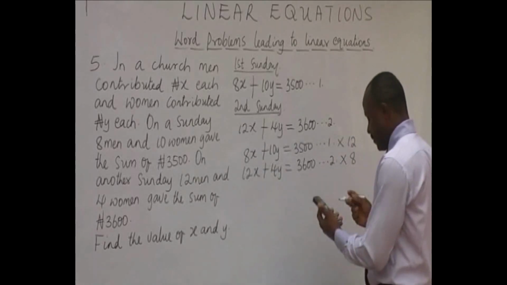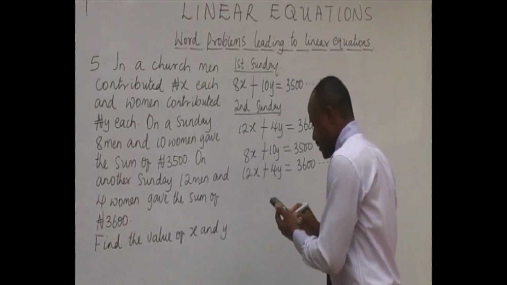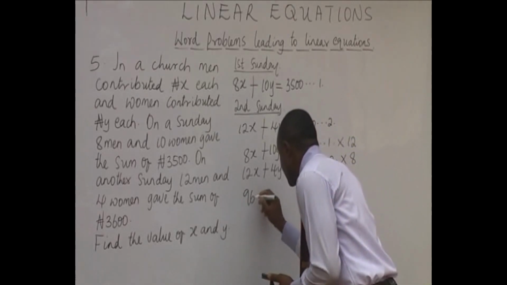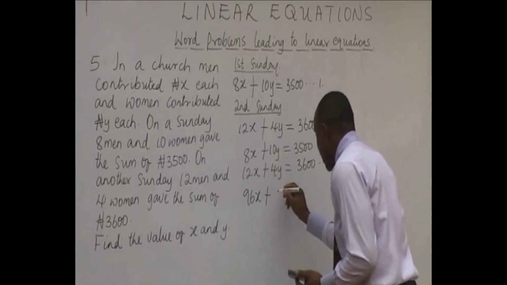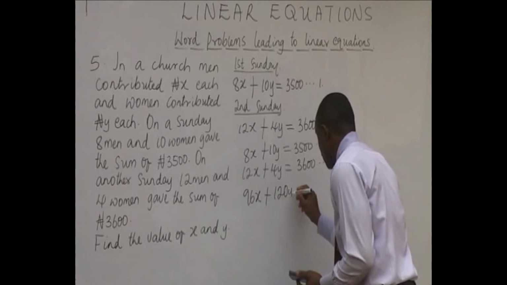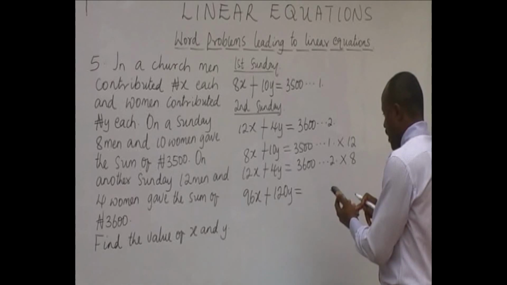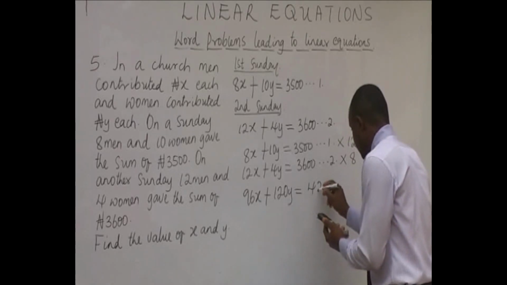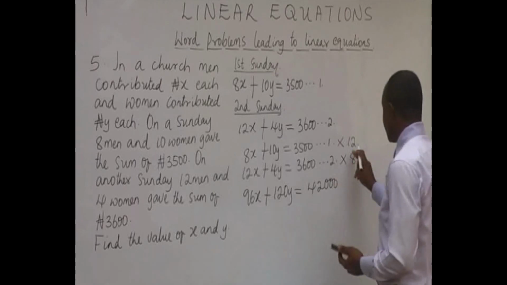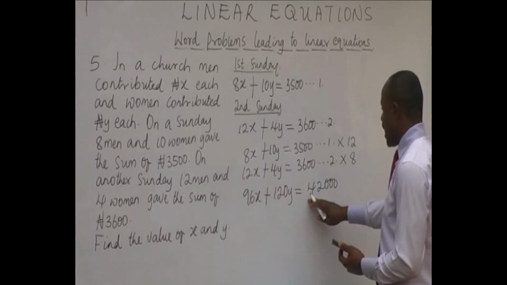8 times 12. 8 times 12. 96. So we have 96x plus 12 times 10 is 120. So we have 120y is equal to 3,500 times 12, 42,000. That is 12 times 3,500. So we have finished multiplying out equation 1.